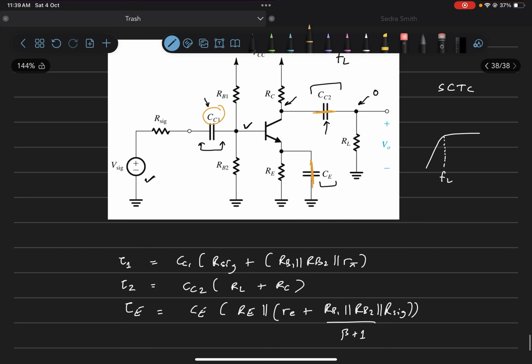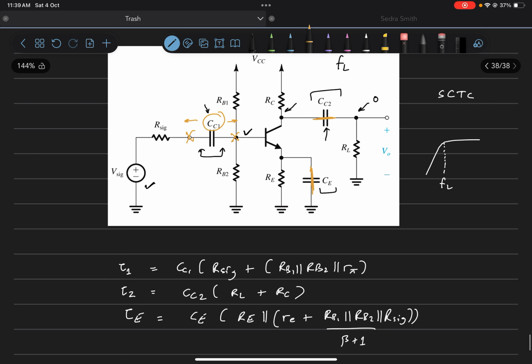Now we'll write the time constant associated with CC1, which we term as tau1. It will be just RC, where R will be the Thevenin resistance seen by CC1. That means we'll apply a voltage source between these two nodes and calculate the resistance seen by CC1. From here we'll have R6 to ground, and from here, since this will be ground as we null all the DC sources, this will be RB1 parallel RB2 parallel with the impedance from this node to ground, which will be R pi, since the impedance from the base of the transistor to ground is R pi.